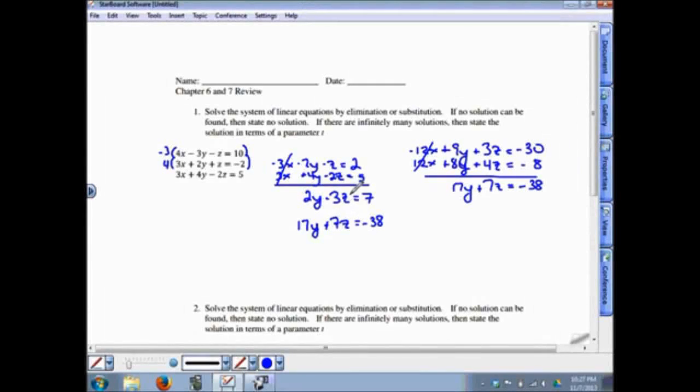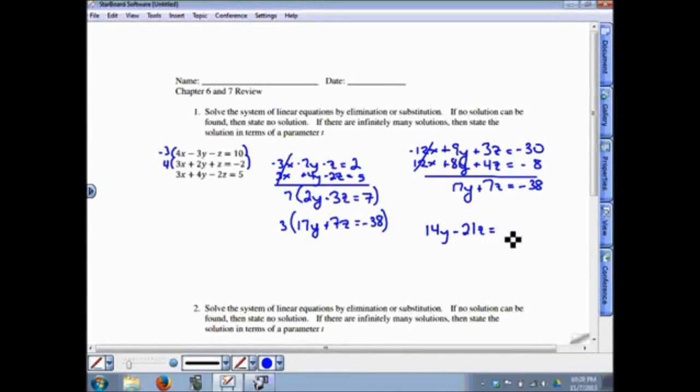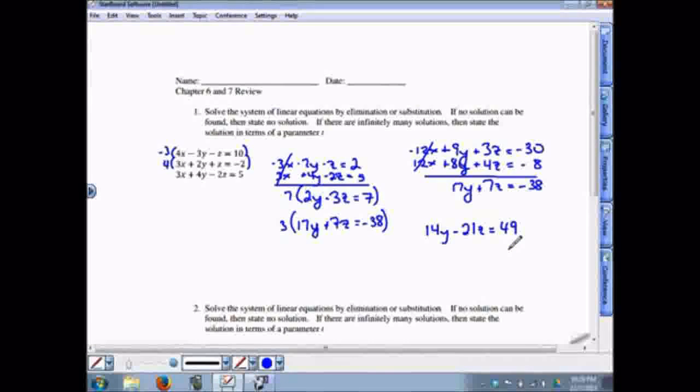So we can eliminate any variable here. We could, for example, try to eliminate z. So between a -3 and 7, the least common multiple is 21. So this would need to be multiplied by 7. This would need to be multiplied by 3. So this equation now becomes 14y minus 21z equals 49.